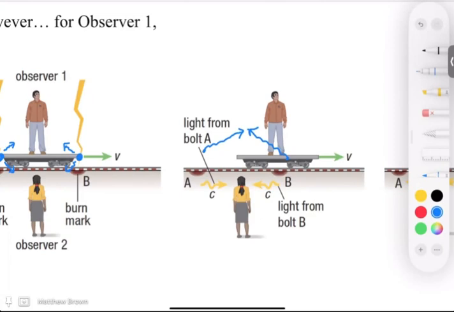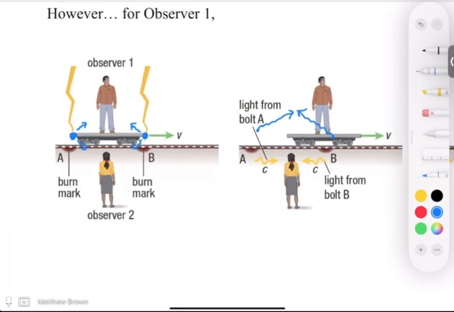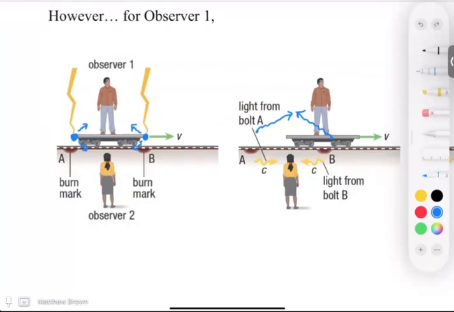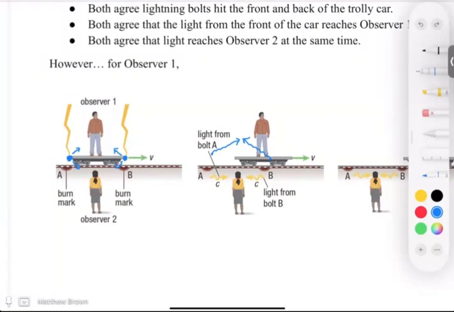So it's reasonable then to say, well, yeah, the light that hit the front of the car would have hit observer 1 first, right? Or we can be sure that that's what observer 2 would see. It just seems like common sense. The question is, what about observer 1? What does observer 1 see in terms of these events?